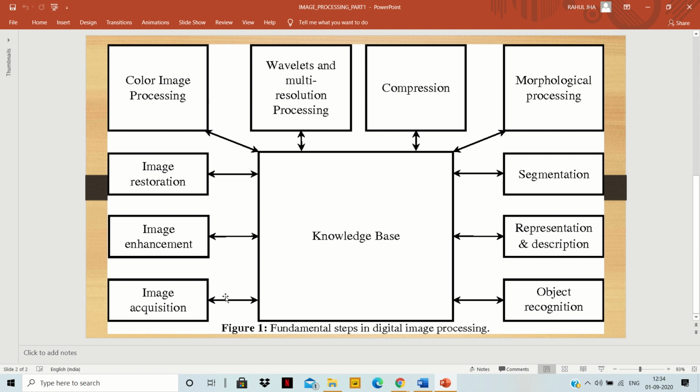So the first step is image acquisition. What is image acquisition? Image acquisition is the first step of image processing. In image acquisition, all the image pre-processing, such as the scaling part, is performed. The second step is image enhancement. It is the most appealing area of image processing, in which we change the contrast and brightness features of the image. Then the third step is image restoration.